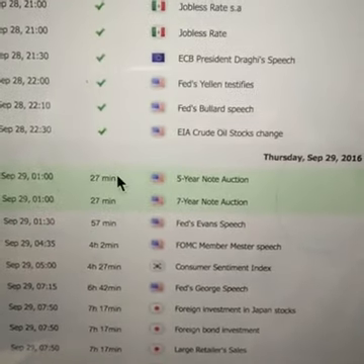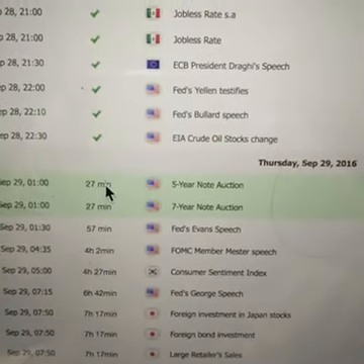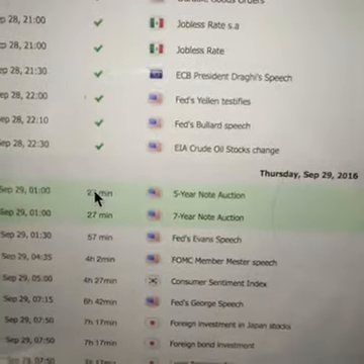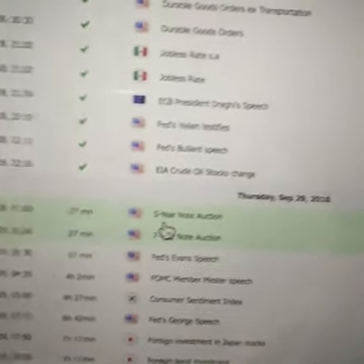Let's say you see there's some stuff coming up in 27 minutes. It tells you exactly when, and when it gets closer to the news report, it counts down literally from 60 to 59 seconds and down.